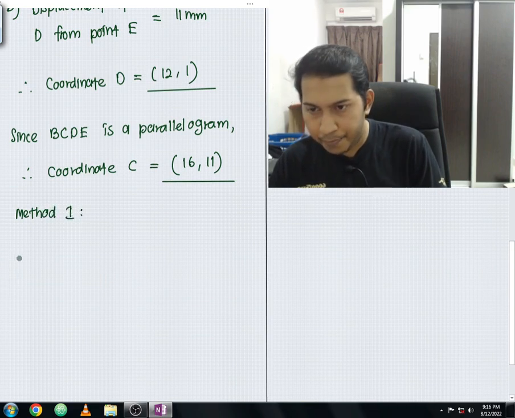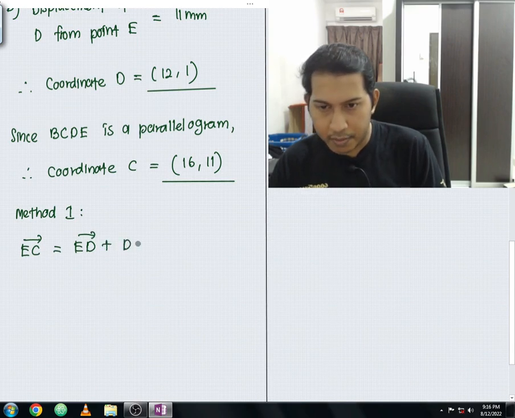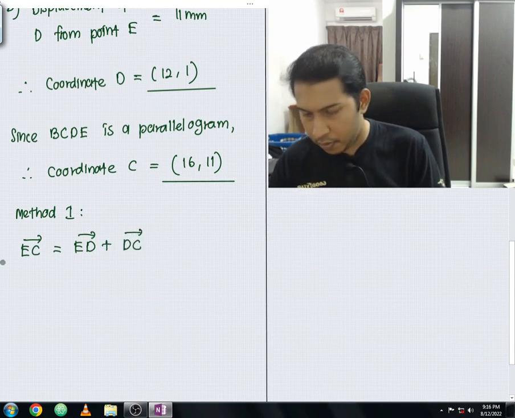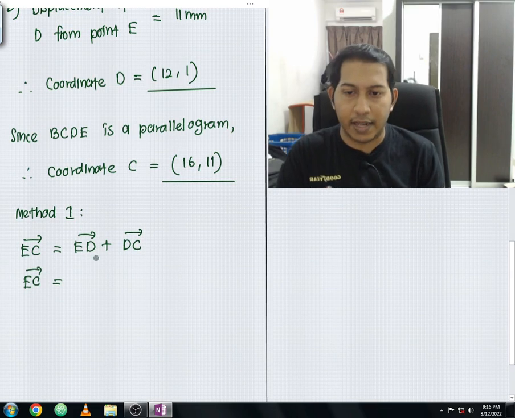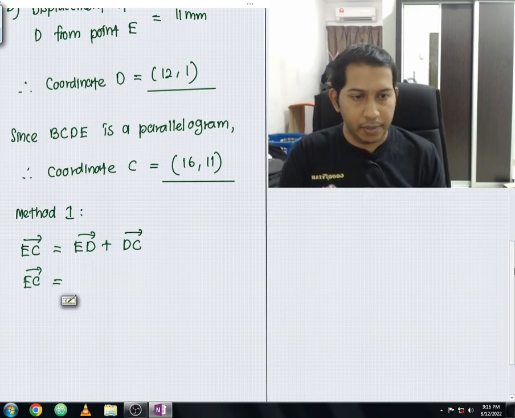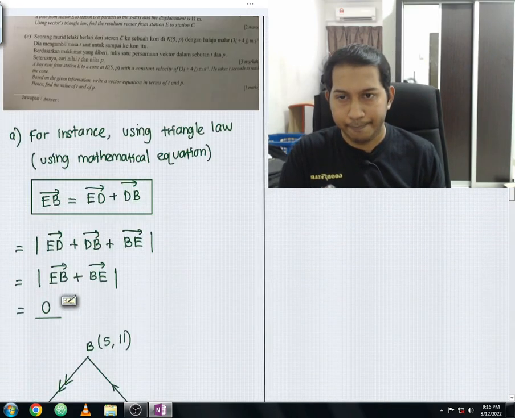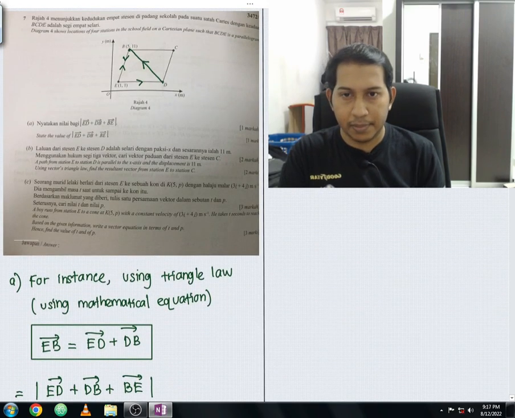Okay, so from here, the resultant vector EC can be found using the summation of vector ED plus vector DC. So vector EC is equal to... how do we get the vector ED? Very simple, guys. They already gave us the hint that the displacement is 11 meters.